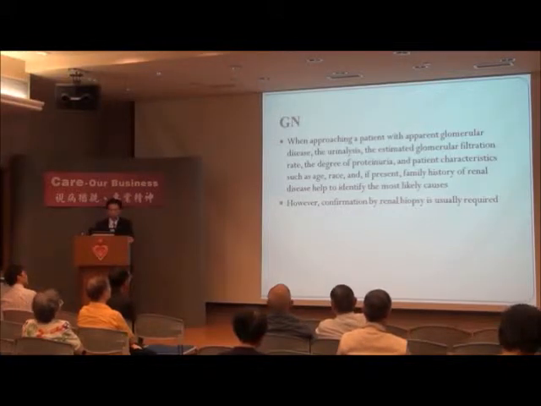When approaching a patient with apparent glomerular disease, the urinalysis, GFR, that is the glomerular filtration rate, the degree of proteinuria, and patient characteristics such as age, race, and the presence of family history of renal disease may help to identify most of the causes of GN. However, confirmation by renal biopsy is usually required.